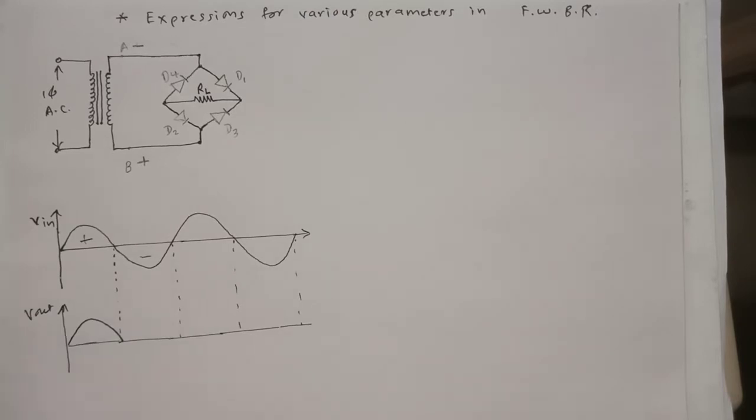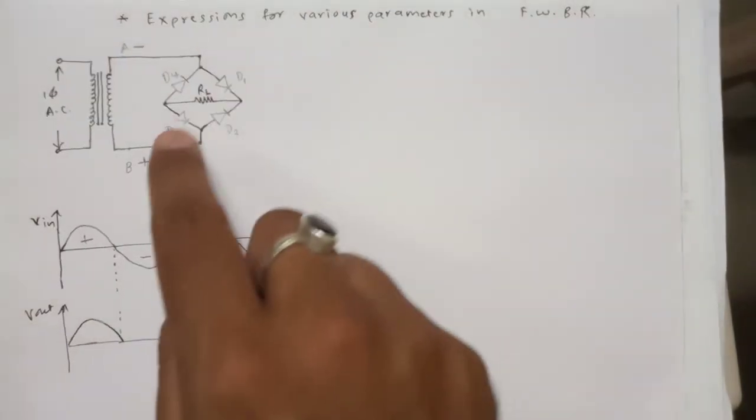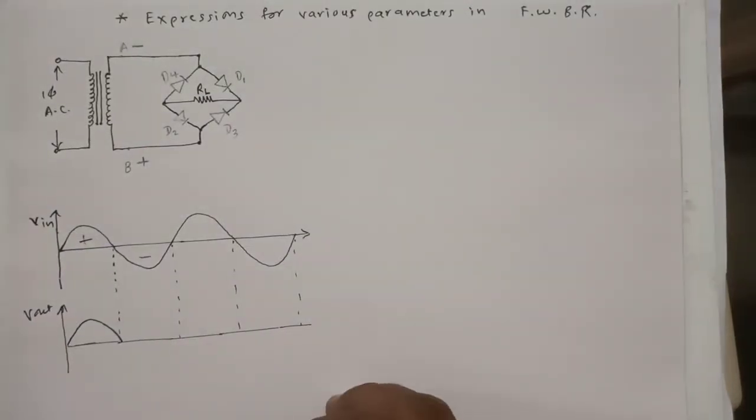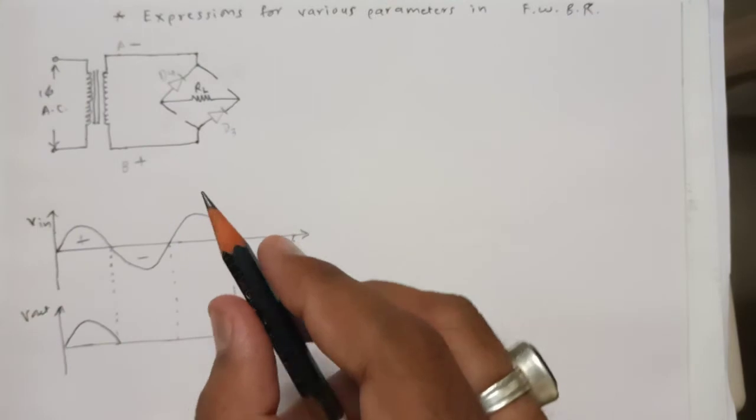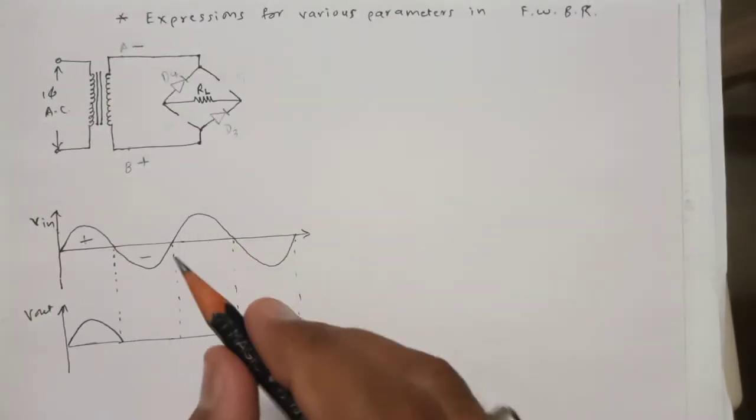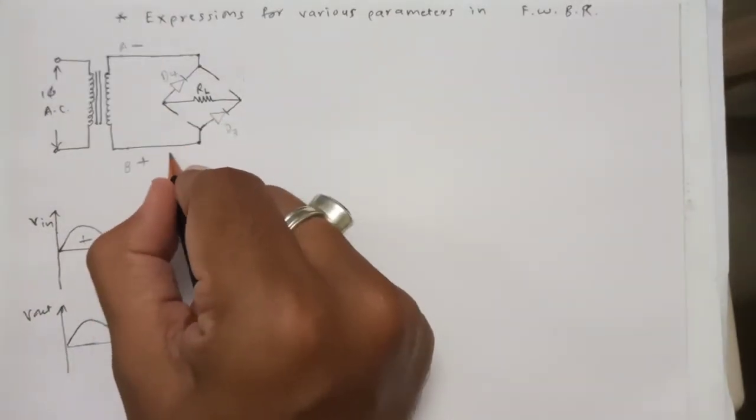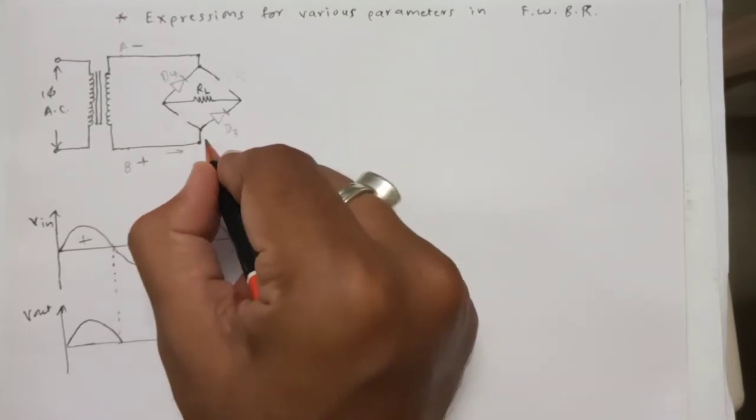What is the position of the other two diodes? Diodes D1 and D2 are now reverse biased, and as a result they are off. Hence D1 and D2 will not conduct, meaning they will act as an open circuit, while D3 and D4 are now ready to let the current flow through them. As a result, the current will flow from B, then like this, and it will come here.